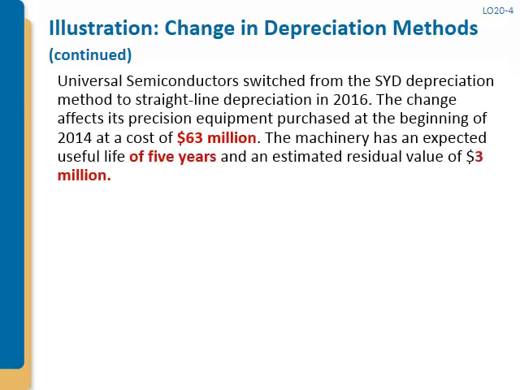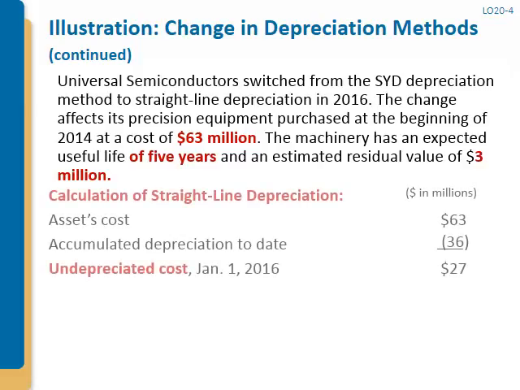A change in depreciation method is considered a change in accounting estimate resulting from a change in accounting principle. So Universal Semiconductors reports the change prospectively. Previous financial statements are not revised. Instead, the company simply employs the straight-line method from 2016 on. The undepreciated cost remaining at the time of the change is depreciated straight-line over the remaining useful life.